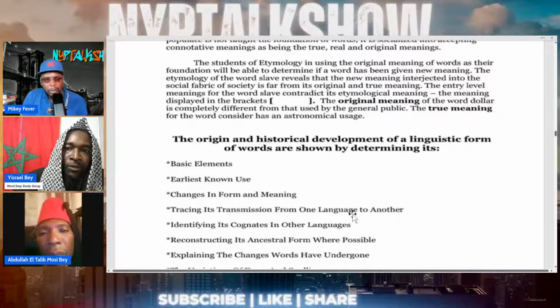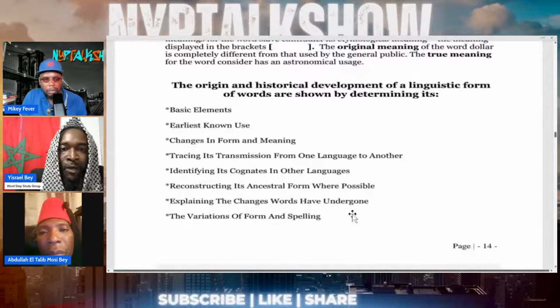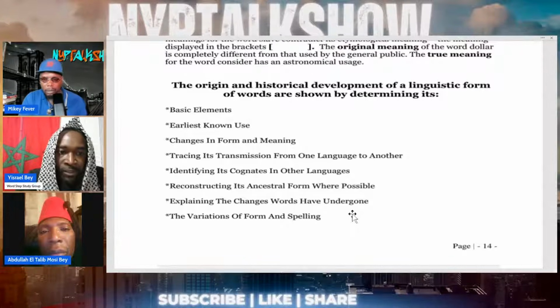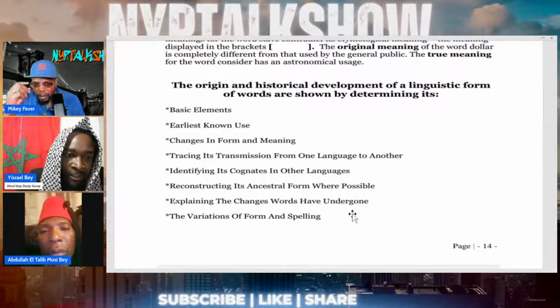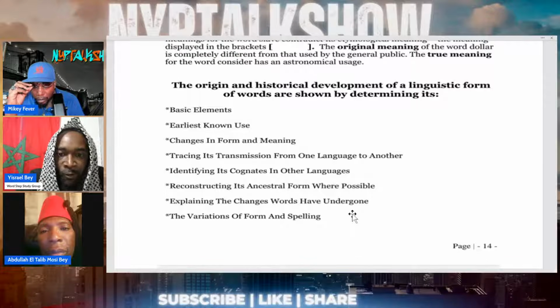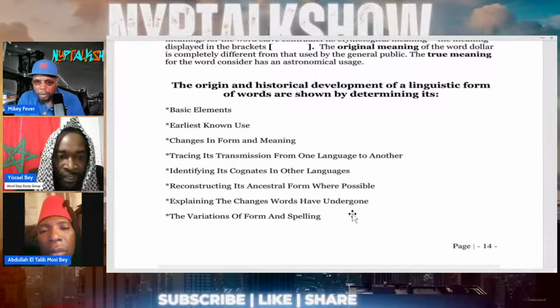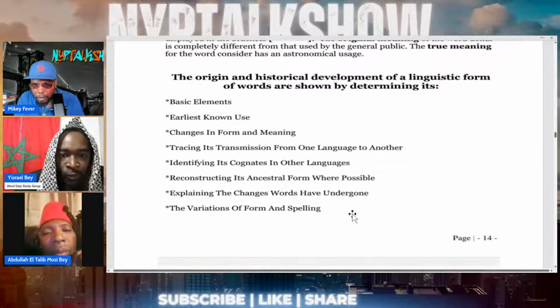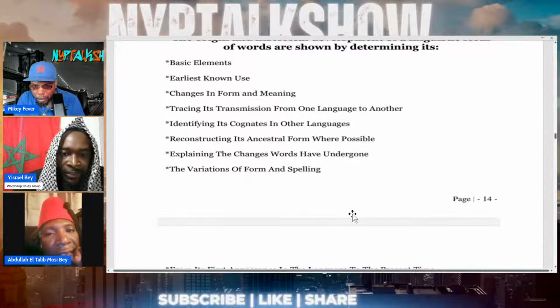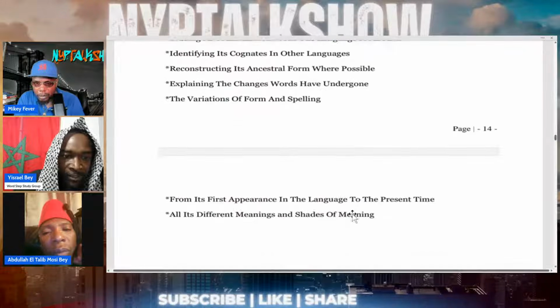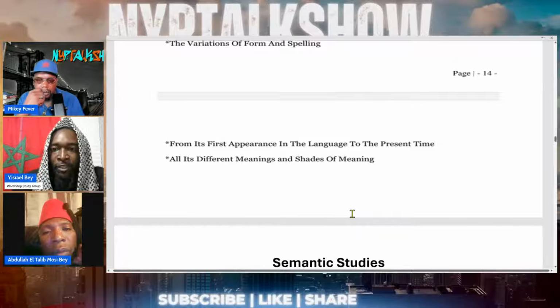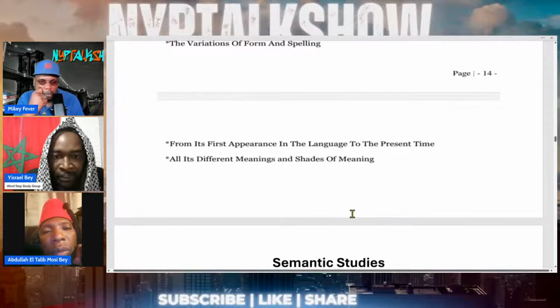The origin and historical development of a linguistic form of words are shown by determining its basic elements, earliest known use, changes in form and meaning, tracing its transmission from one language to another, identifying its cognates in other languages, reconstructing its ancestral form where possible, explaining the changes words have undergone, the variations of form and spelling from its first appearance in the language to the present time, and all its different meanings and shades of meanings.